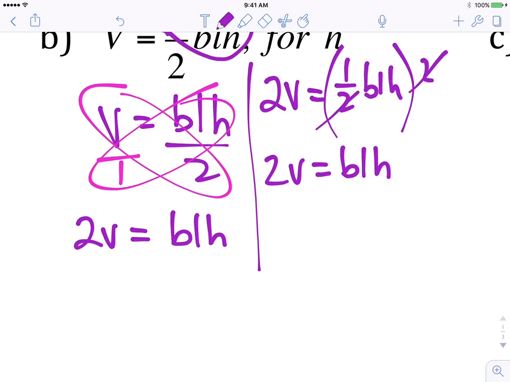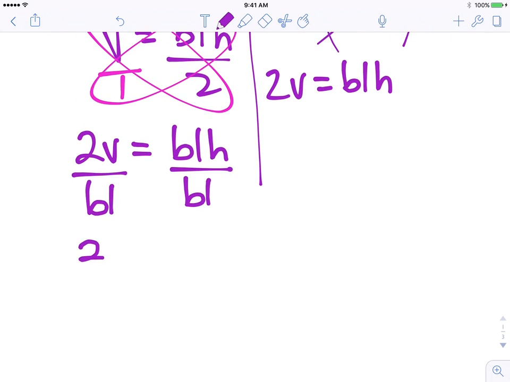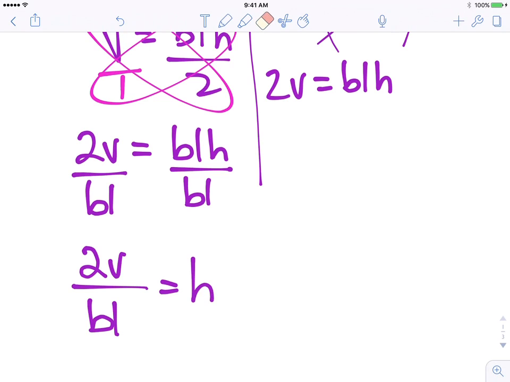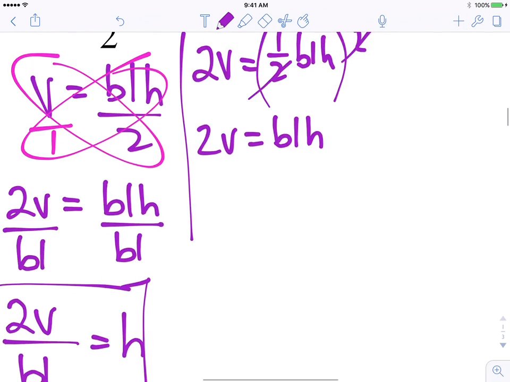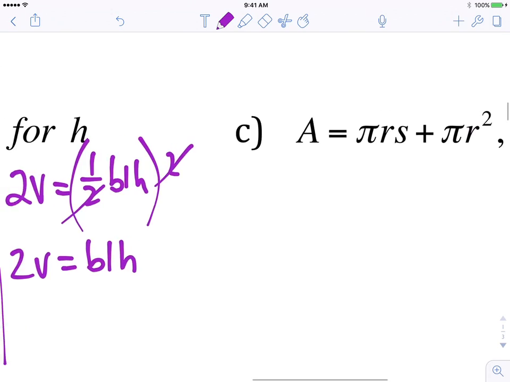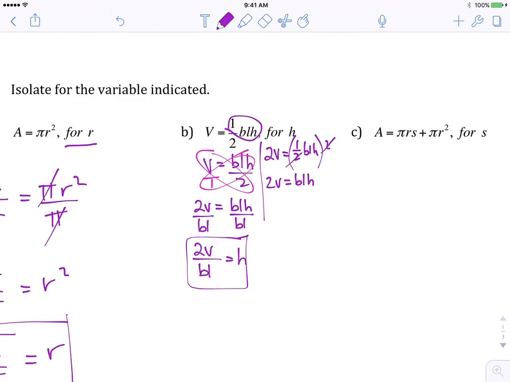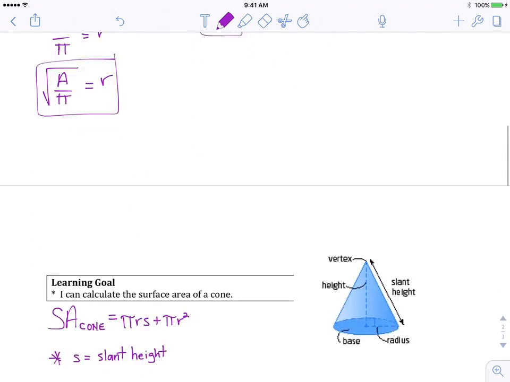Now we want to isolate for h. What's bothering me on the right? The BL. So divide both sides by BL and you get 2V over BL equal h. That's your answer. And the third one, I'm going to leave to you. You try that one on your own, and we'll look at it in class together.